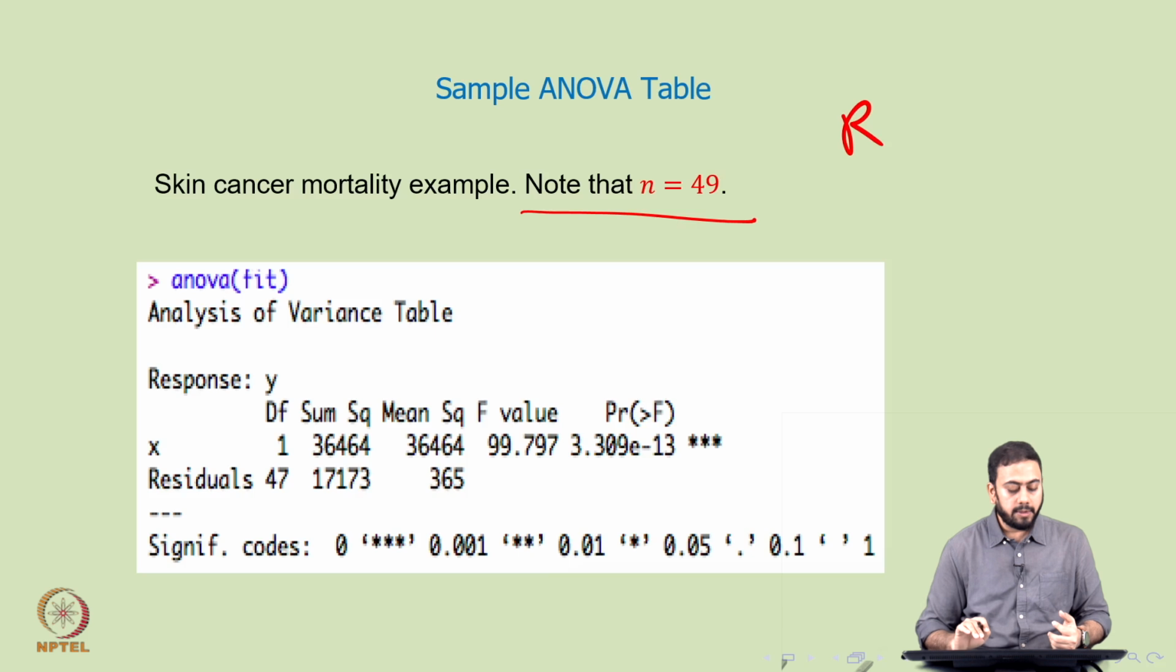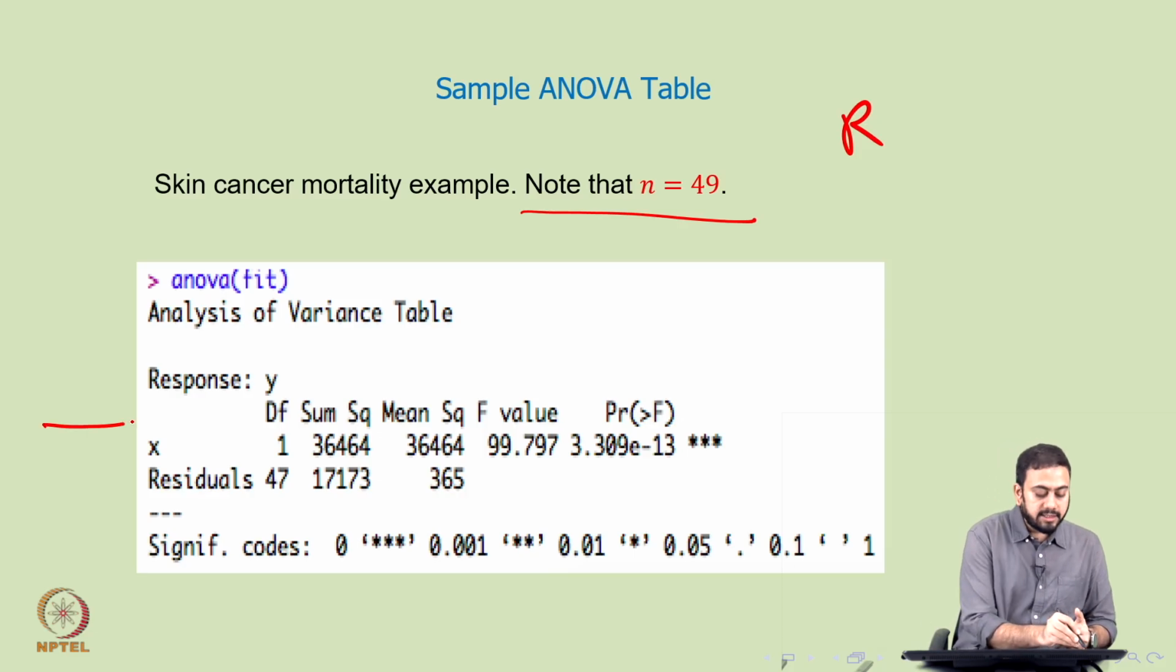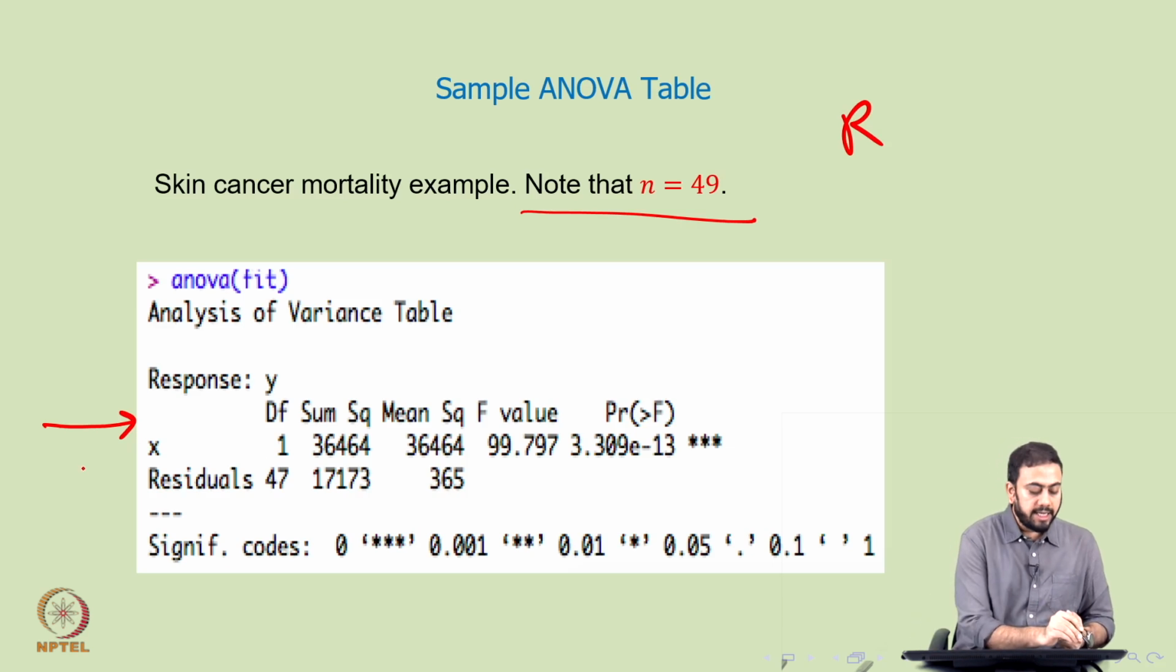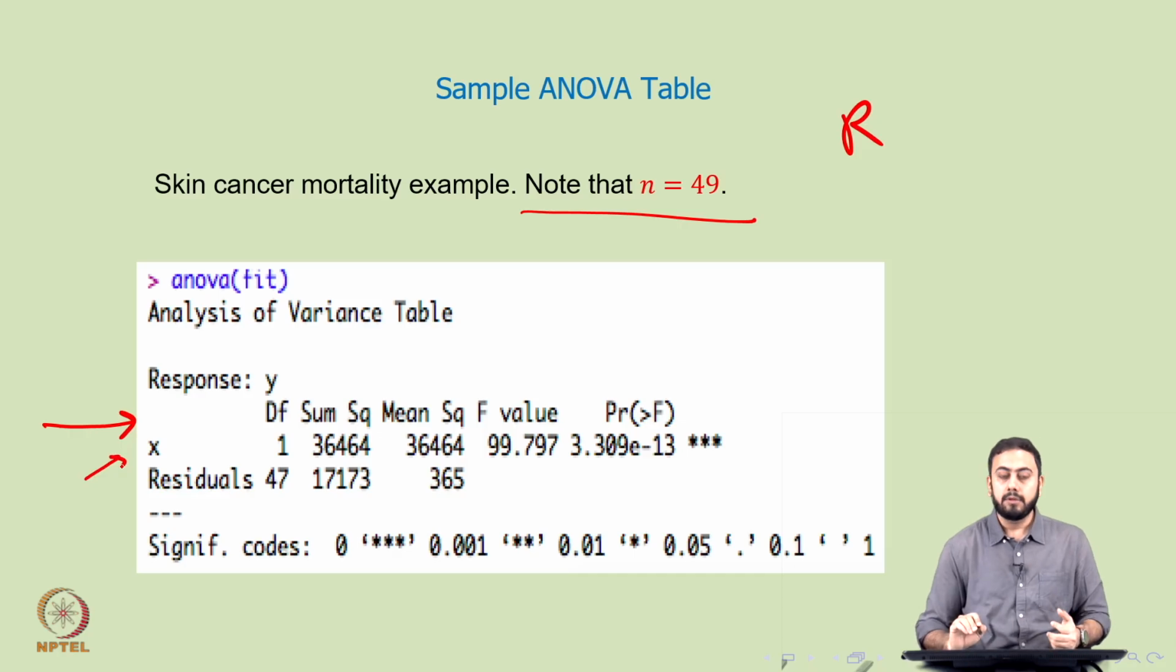Okay, so if you fit the model in that skin cancer mortality rate example, this is exactly how the ANOVA table should look, as you see in the middle. You have two components there: the first one is X, the second one is the residuals, and then you have several columns. The first column gives you degrees of freedom, and make sure that they are matching. If n is 49, there should be n minus 2 df for the residual component, which is 47, and 1 df for the SSR component. By the way, this X stands for the regression and residual stands for SSE.